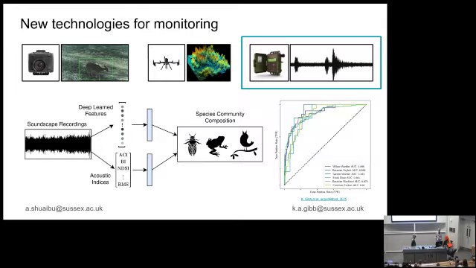I'd invite you to come and talk to me about my poster, or maybe it's a bit late now, but if you're more interested in this area, then I'd go next door.